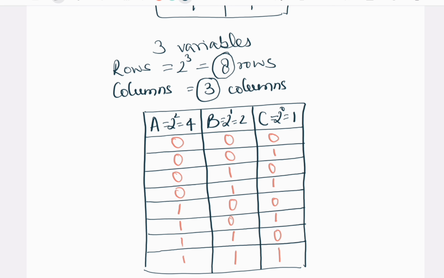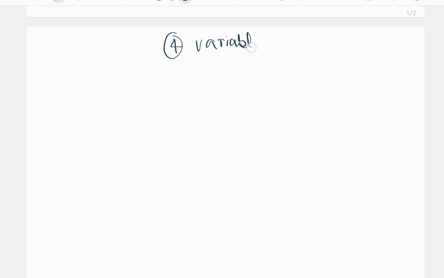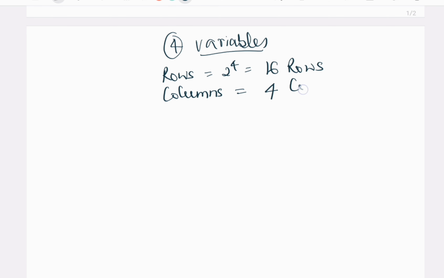Let's try with the 4 variables. So we are taking 4 variables. I'm sure by now you are expert in deciding the number of rows. So number of rows is equal to 2 to the power 4, which means 16 rows. Yeah, you're right. 16 rows, and the columns is equal to the number of variables, which is 4 in this case. So 4 columns and 16 rows.